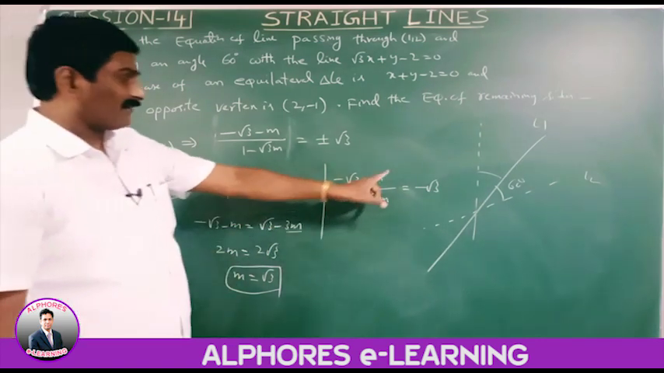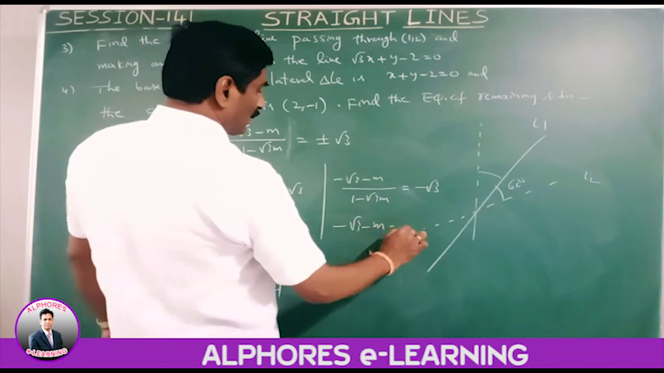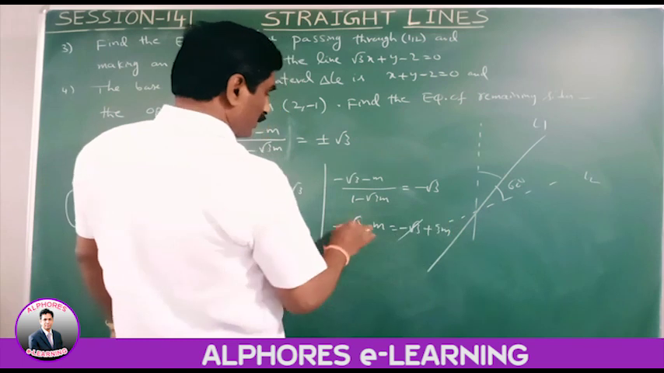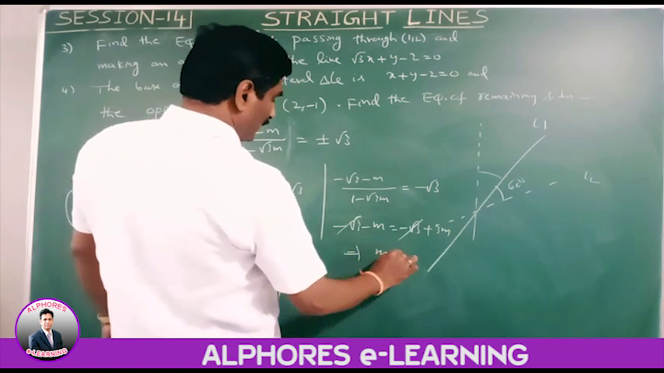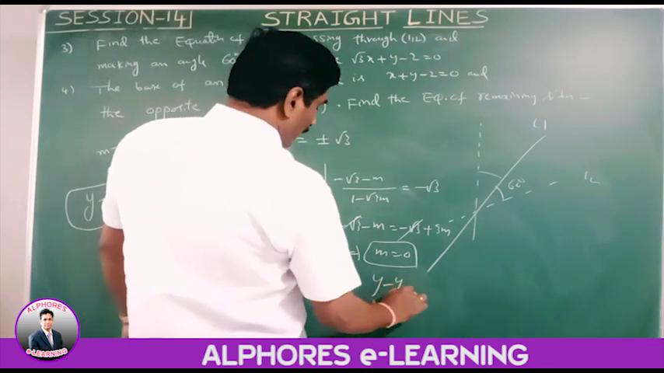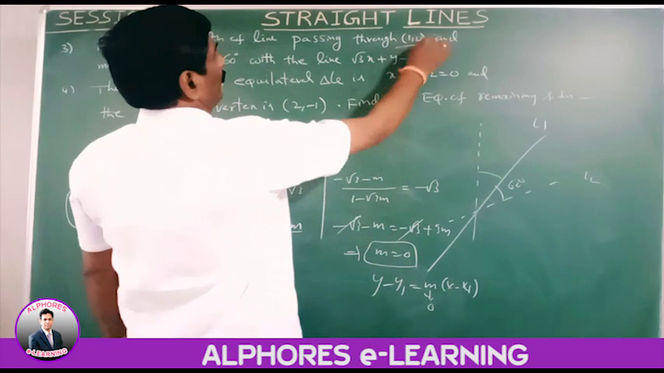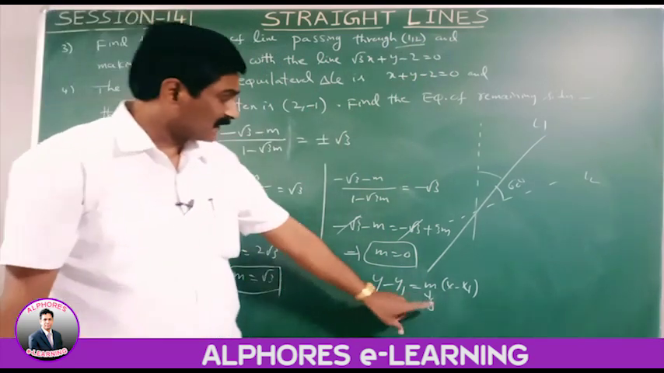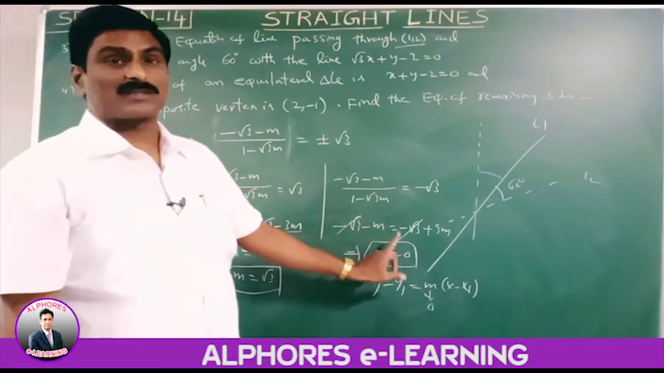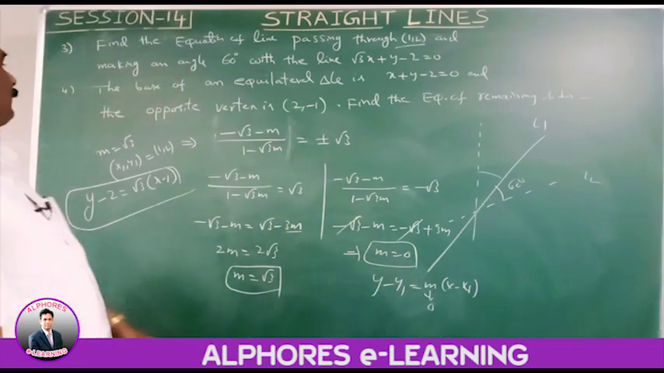Similarly, we find the value of m in this case. Minus root 3 minus m is equal to minus root 3 plus 3m. Root 3 cancels. 4m is equal to 0, which means m is equal to 0. Here the slope m is equal to 0. What is the equation of the line? y minus y1 is equal to m into x minus x1. m is 0, and x1 y1 is the same point 1 comma 2. Substitute this in the equation and we get the equation of the line. This is one of the possibilities. We get two possibilities. Okay, please note these values.